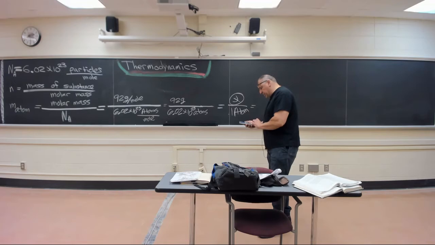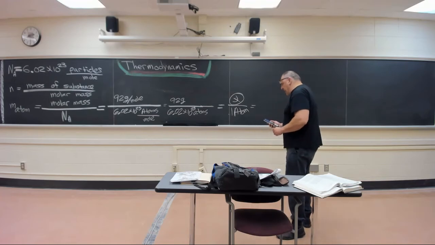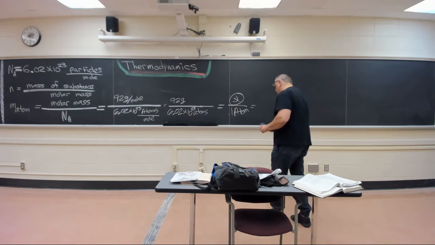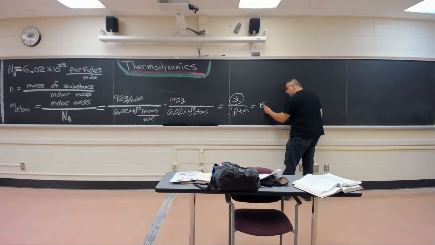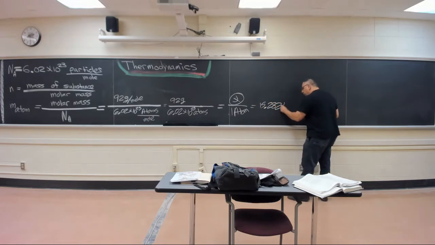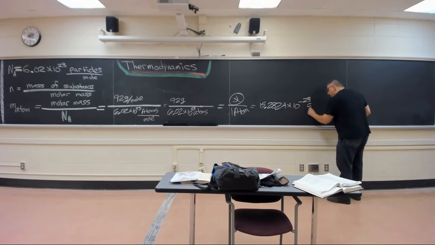Go 6.02. 15.2824, something like that. Just look at it carefully here. 15.2824 times 10 to the negative 23 grams.